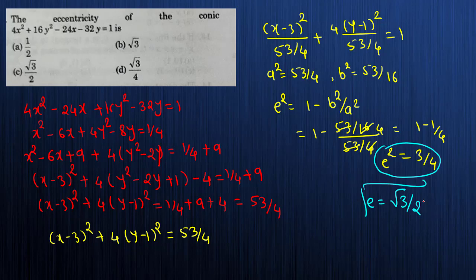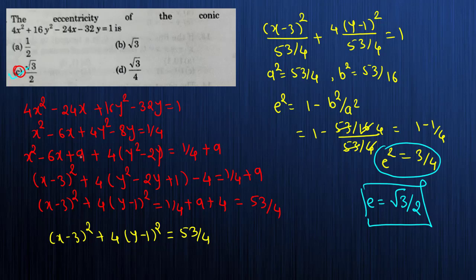So this is my answer. E is equal to root 3 by 2. So option number C is the correct answer. Please make sure that you are first converting the given equation into the standard equation of the ellipse.